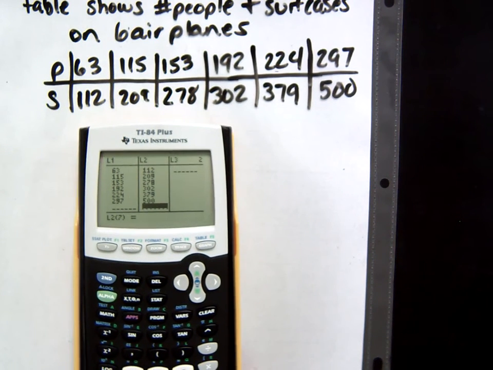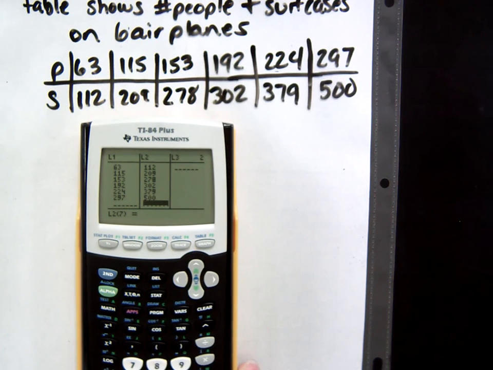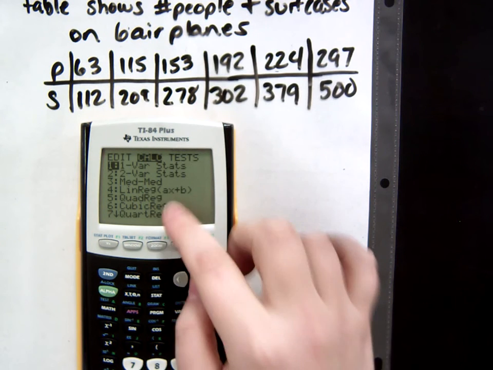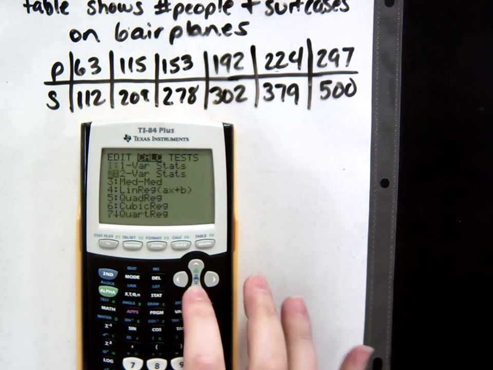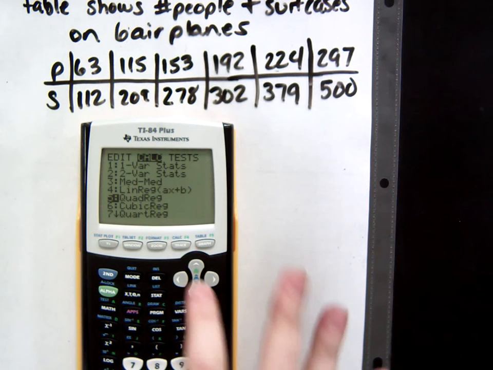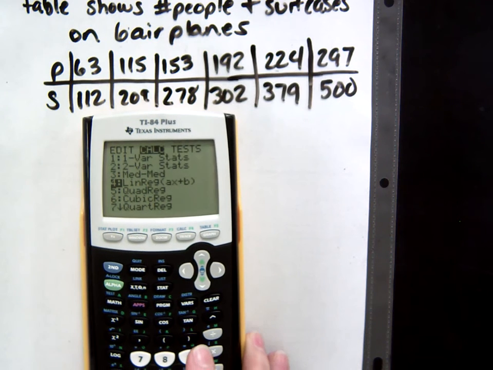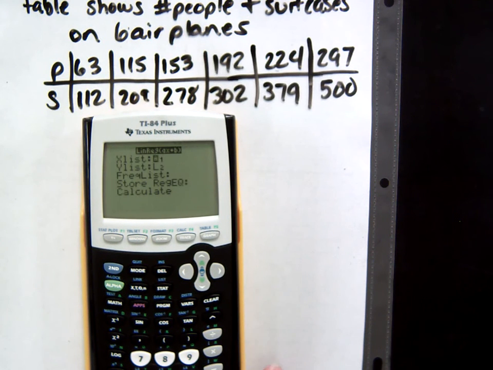Once you have your numbers entered into L1 and L2, you go back to Stat, then you hit the right arrow key to the Calc menu. And if you look, number 4 says, oops, too far. Number 4 says LinReg, it stands for linear regression, and it's got the slope-intercept form of the equation. Now when you're on this screen, you're going to have to hit enter a few times. This lets you select what list. Most of the time it's just going to be L1 and L2. You just kind of hit enter until it gives you this.